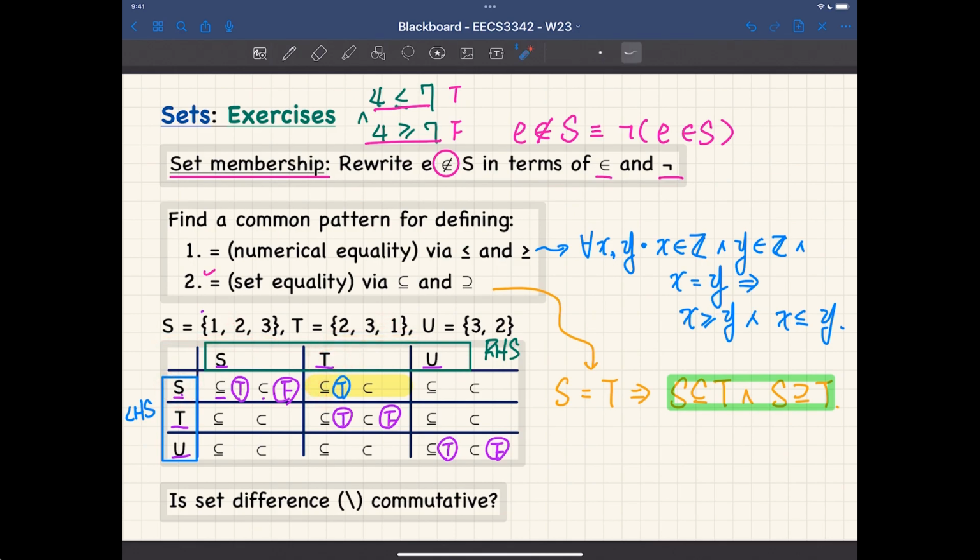What about S a proper subset of T? No, because they have the same size. One needs to be strictly smaller than the other. Okay, false. You guys got the idea, right?